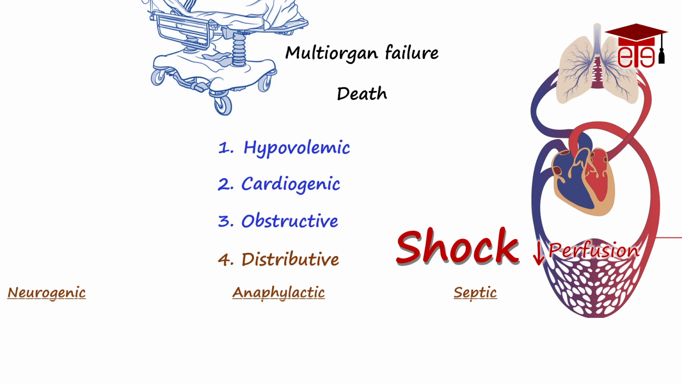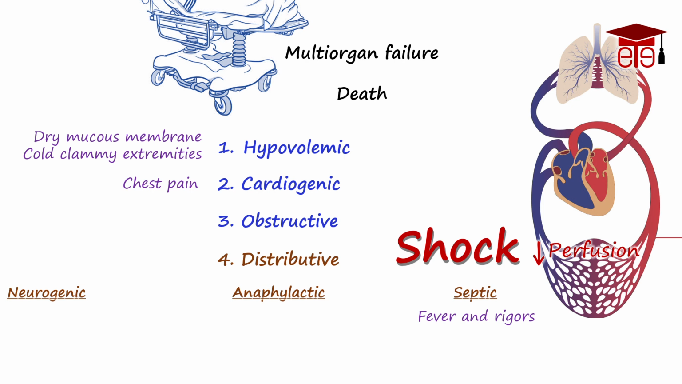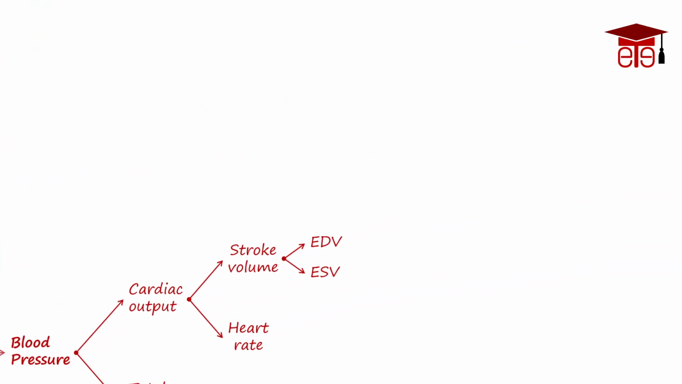Regardless of type, shock presents with similar symptoms like low blood pressure, rapid heart rate, fast breathing, decreased urine output, and altered mental state. Additional features depend on the specific type of shock, such as dry mucous membranes and cold extremities in hypovolemic shock, chest pain in cardiogenic shock, fever and rigors in septic shock, and angioedema and urticaria in anaphylactic shock. The body responds differently to various types of shock.